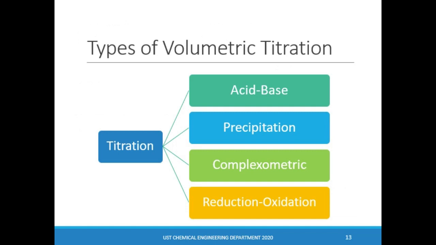As seen in the previous slide, there are several types of volumetric titration according to the nature of its reaction. We have acid-base or neutralization titration, precipitation titration, complexometric titration, and redox titration. These types will be further discussed in the succeeding topics of Lecture 5, but let's introduce them briefly here.